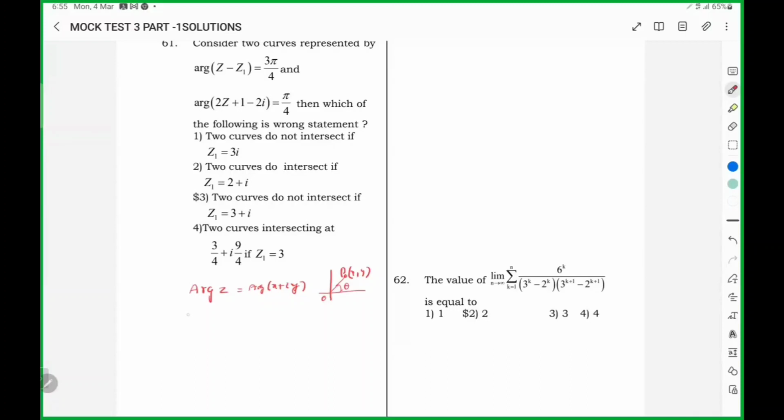Another point you should know is that the argument of 2z and the argument of z are the same. What is the difference? You take P here, which is represented by z, and take Q, which is represented by 2z. Z or 2z will make the same argument, right? Magnitude differs, argument will be the same.